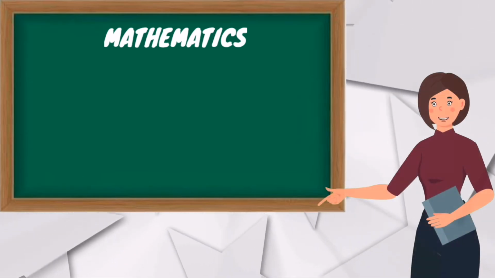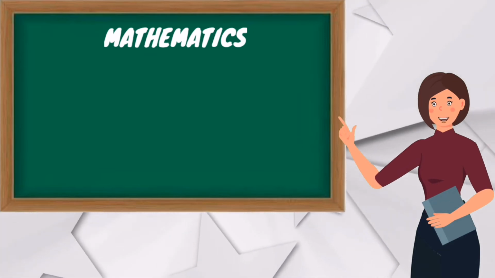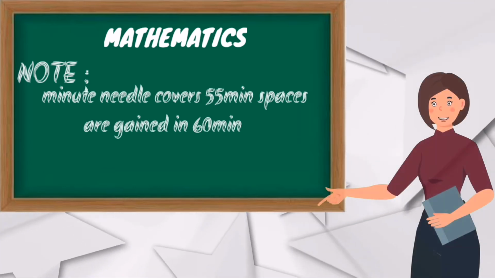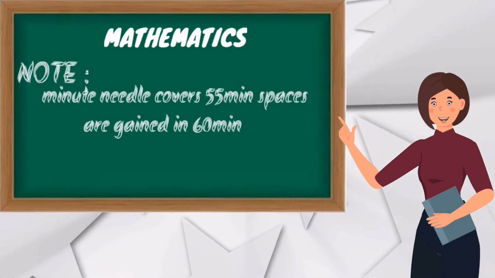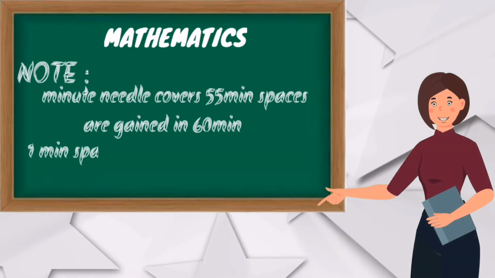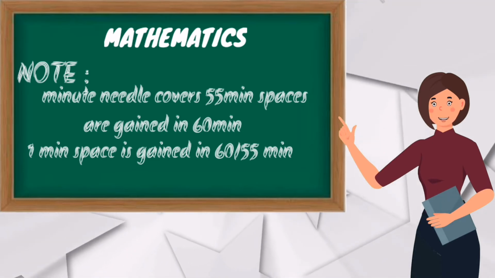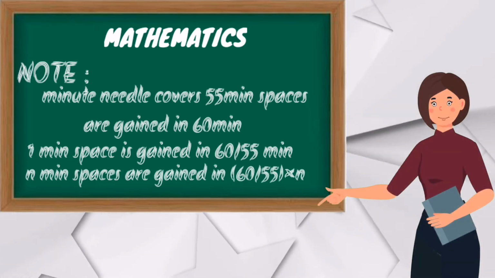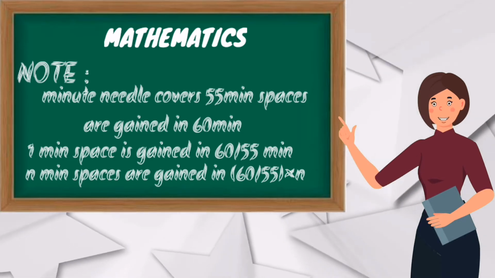In the previous concept of distance covered by minute needle and hour needle, I told you that the minute needle covers 55 minute spaces more than the hour needle in 60 minutes. That is, 55 minute spaces are gained in 60 minutes. Then 1 minute space is gained in 60 by 55 minutes. So, n minute spaces will be gained in 60 by 55 into n, which is our equation for the required time.